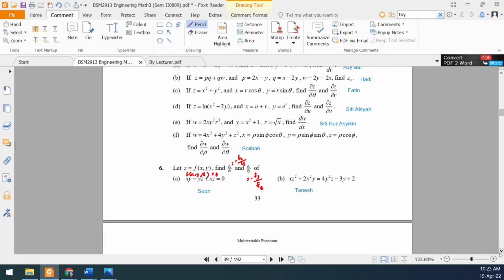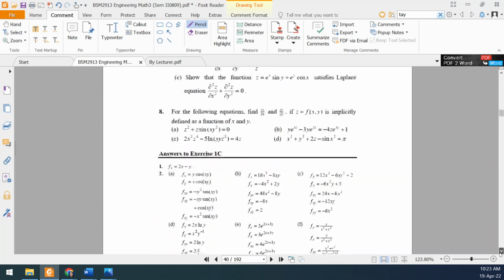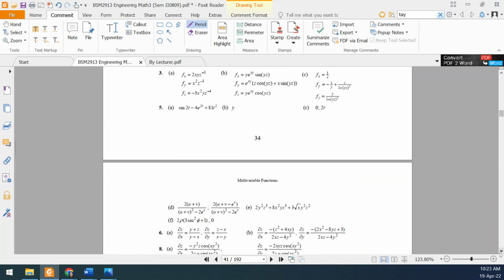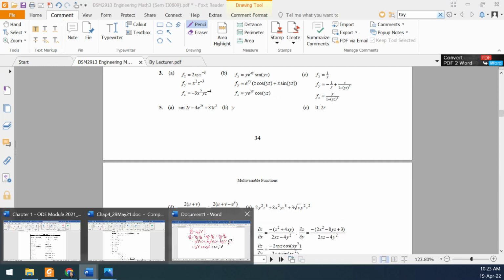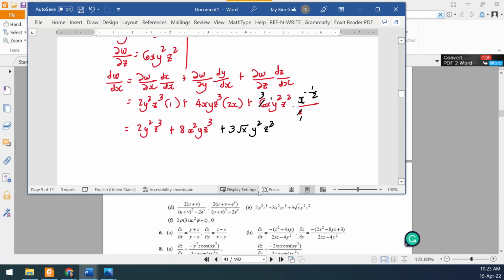Okay, question 5E. 5E is here: 2y squared z cubed plus 8x squared yz cubed plus 3 root x y squared z squared. Okay, this is question 5E.